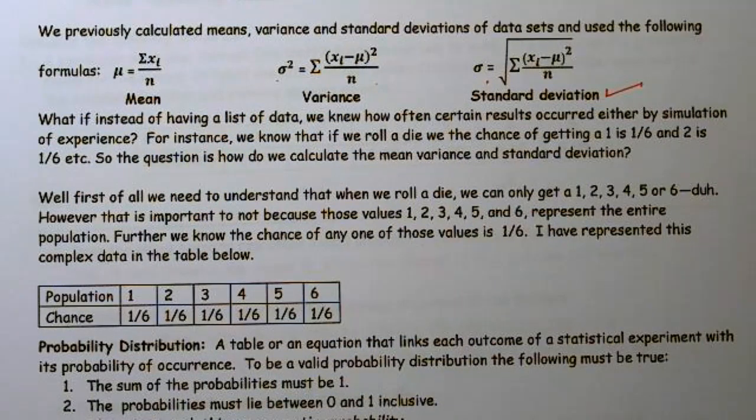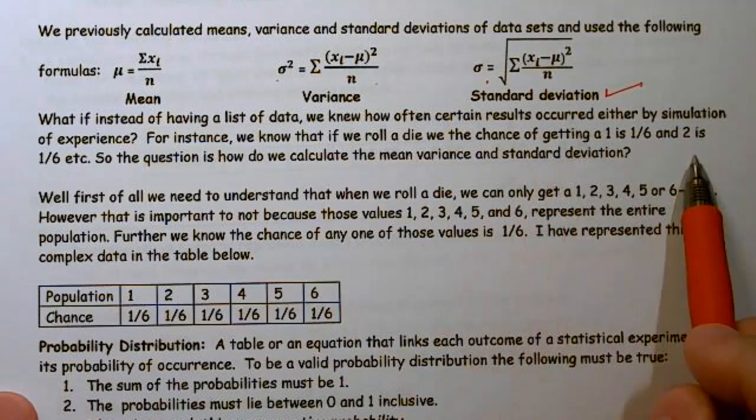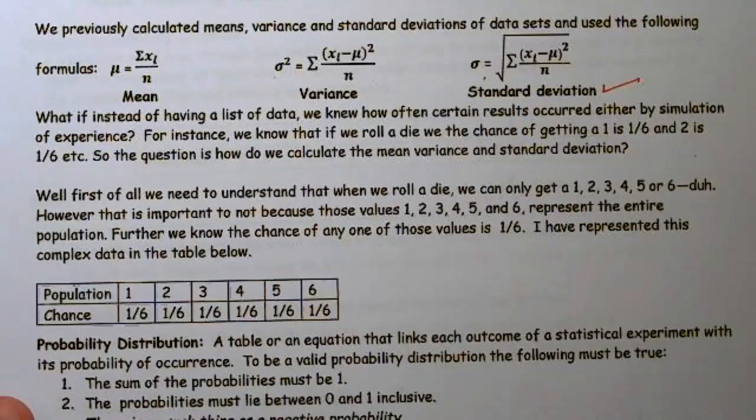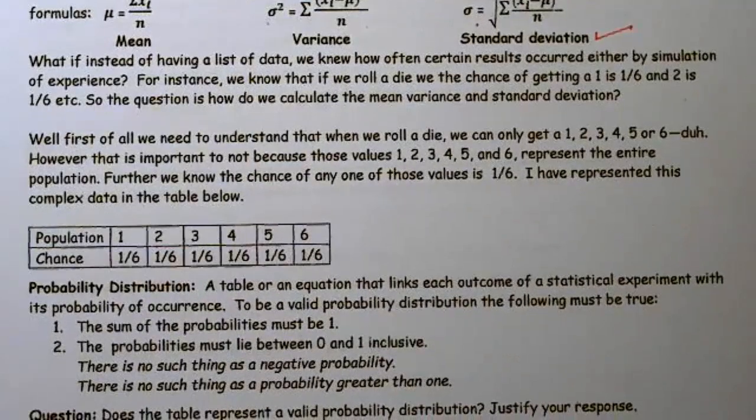So what if instead of having a list of data, we knew how often certain results occurred, either because we knew it by simulation or by experience? For instance, we know that when we roll a dice, the chance of getting a 1 is 1/6, and a 2 is 1/6, and a 3 is 1/6, et cetera. So how can we calculate the mean and standard deviation based on that?